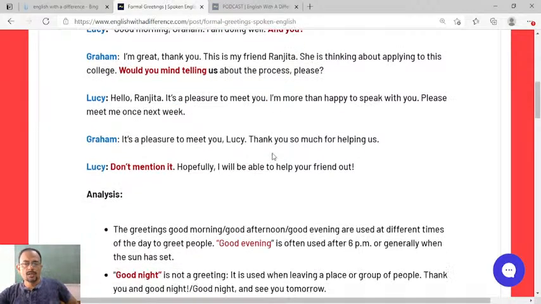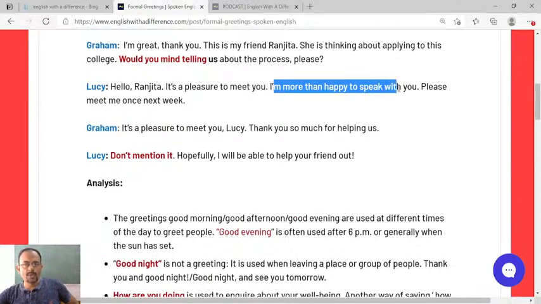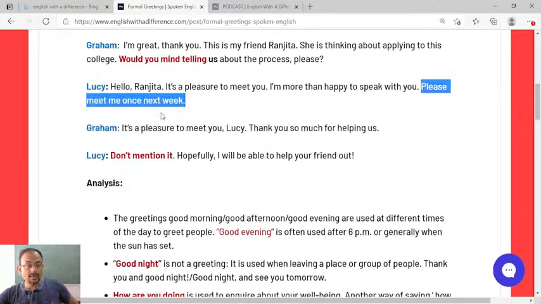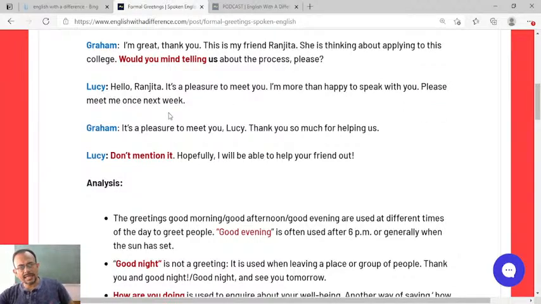That is why I am more than happy to speak with you. I am more than happy to speak with you. She's saying, please meet me once next week. Might be this week Lucy is very busy, so she has asked Ranjita to meet her next week. Please meet me once next week. So now Graham says, it is a pleasure to meet you, Lucy, right? So you can see, it is a pleasure to meet you.